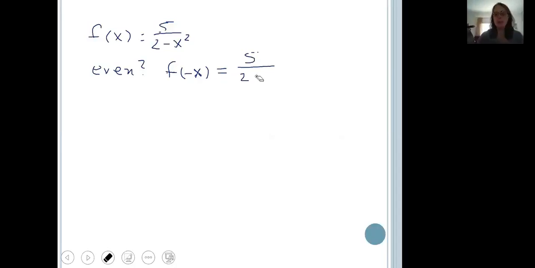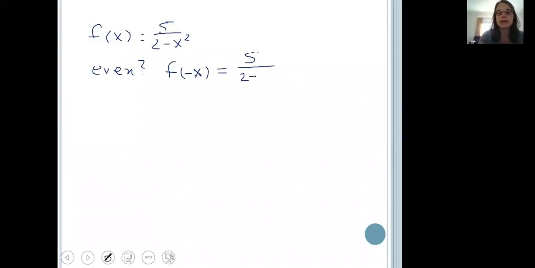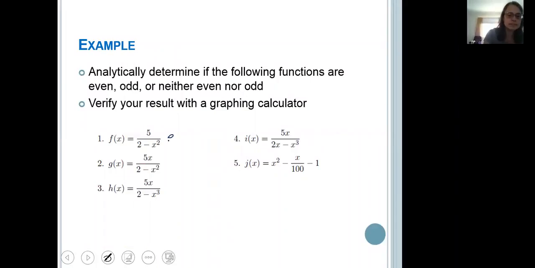Okay, better stylus. 2 minus, whoops, gotta make that a pen, not an eraser, minus negative x squared. Now if we simplify, we end up with 5 over 2 minus, negative x squared is just x squared. Well, this is the same as what we started with. So this function is even. Okay?